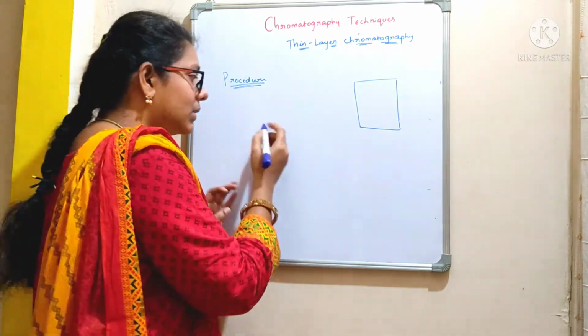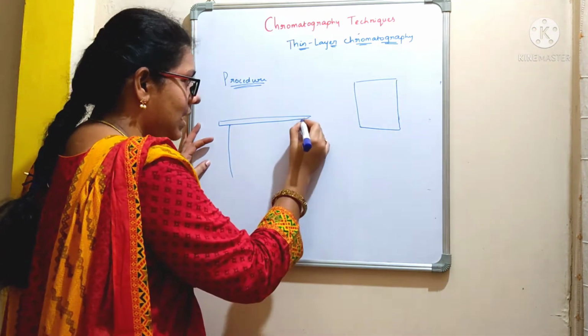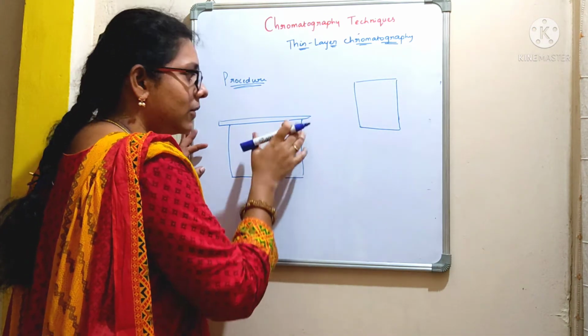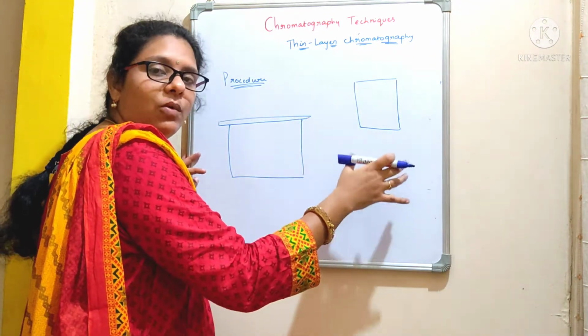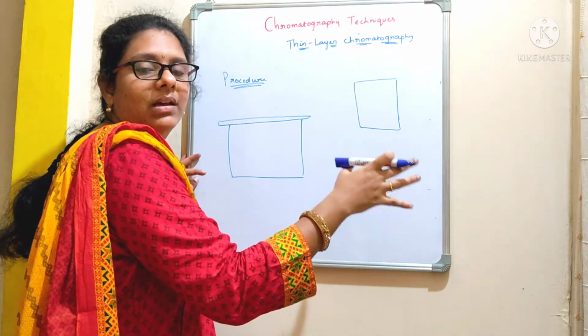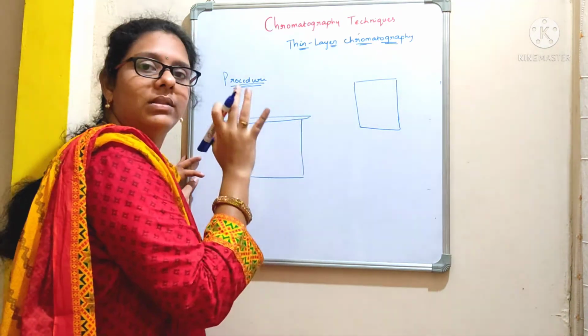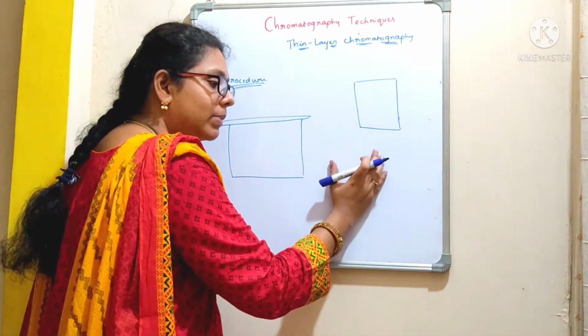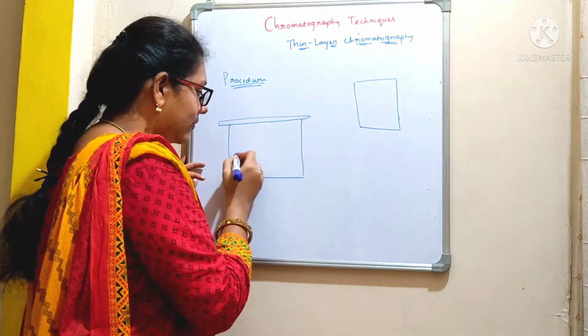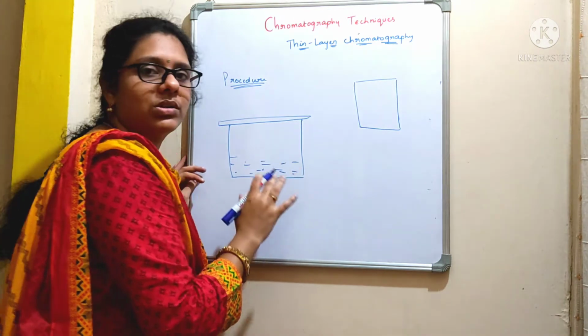Once you are ready with the preparation of the mobile phase, say for example this is the TLC chamber, that should be covered with the lid. As these are volatile organic solvents, they will get evaporated easily. To avoid that problem, make sure you always cover this chamber with the lid, right? Once you prepare the mobile phase, that mobile phase should be added to this chamber and allowed to saturate.